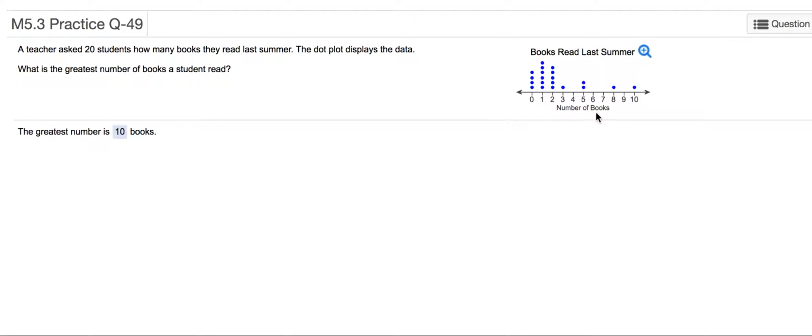And this is the number of books. So some students read no books. Some students read 1 book last summer, 2 books, 3 books, all the way up to one student in that group of students read 10 books in the summer.